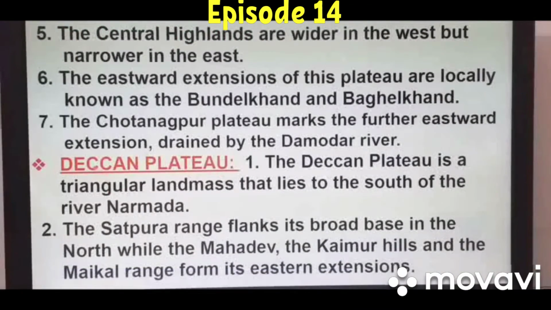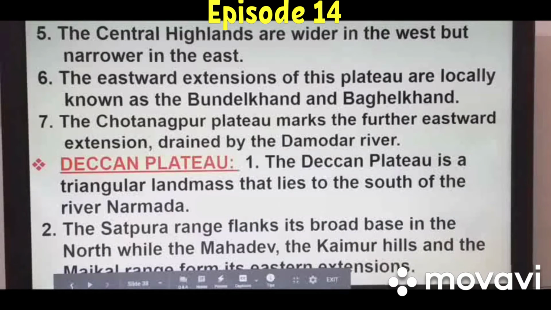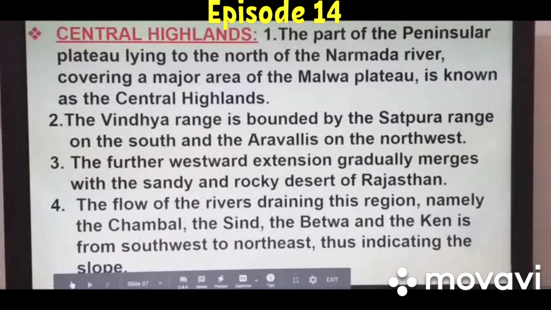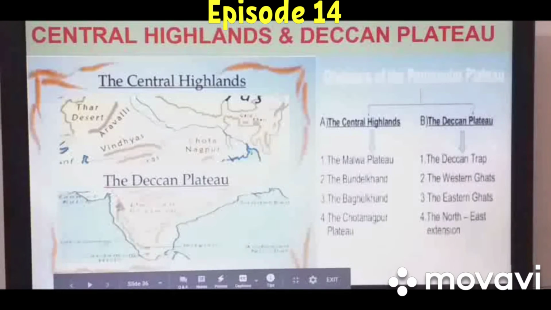Now the Deccan plateau. We will look at the physical features of the Deccan plateau. Deccan plateau is the triangular landmass that lies to the south of the river Narmada. The Satpura ranges flank its broad base in the north, while the Mahadev, the Kamur hills and the Maikal ranges form its eastern extension. Here, you can see this is a triangular shape.